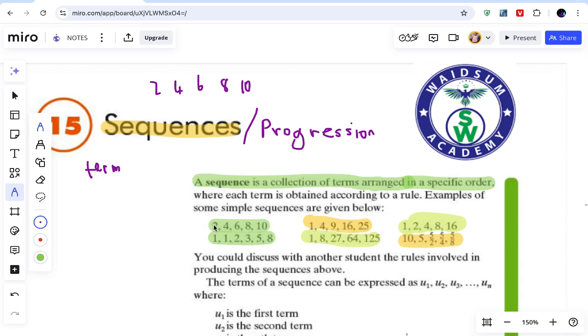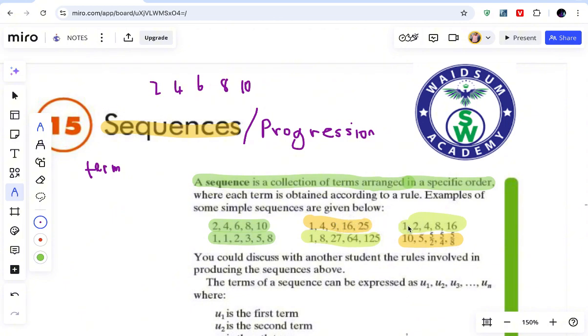The common difference in this first sequence is 2. The first term plus 2, you get the second term. Second term plus 2, you get the third term. Third term plus 2, you get the fourth term. Fourth term plus 2, you get the fifth term. Now we take a look at this one. This sequence is square numbers: 1 squared is 1, 2 squared is 4, 3 squared is 9, 4 squared is 16, 5 squared is 25. So the definition of the pattern is square numbers, the squares of the natural counting numbers.